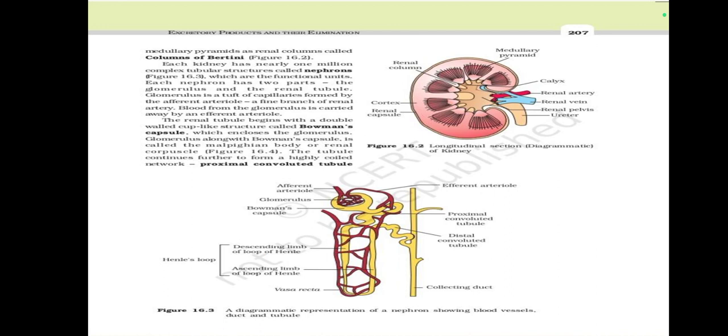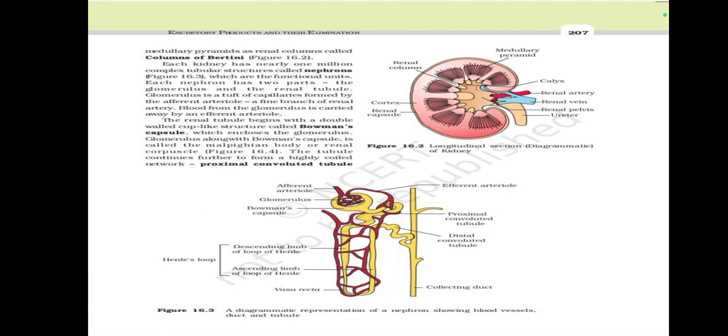Each kidney has nearly 1 million complex tubular structures called nephrons, figure 16.3, which are the functional units. Each nephron has two parts, the glomerulus and the renal tubule. Glomerulus is a tuft of capillaries formed by the afferent arteriole, a fine branch of the renal artery. Blood from the glomerulus is carried away by an efferent arteriole. The renal tubule begins with a double walled cup-like structure called Bowman's capsule, which encloses the glomerulus. Glomerulus along with Bowman's capsule is called the Malpighian body or renal corpuscle. Figure 16.4.